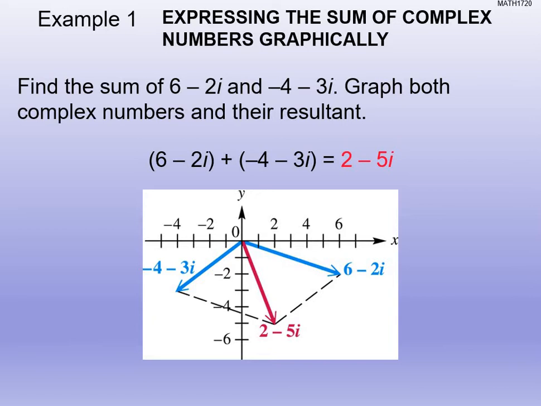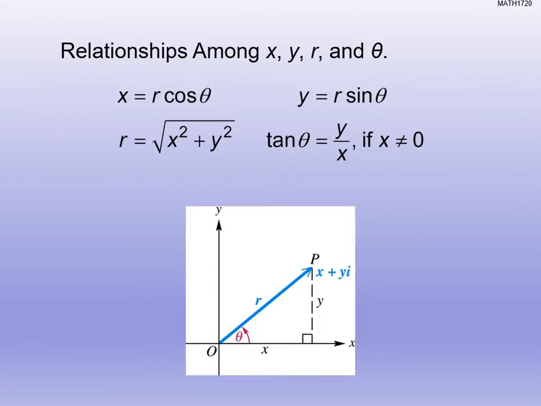And when we graph these vectors, we graph them from the origin, and remember you're graphing it as a vector, so it has a head and a tail, or an initial side and a terminal side. And just like before, the resultant vector is going to lie in between those, and make your parallelogram if you need to. Okay, let's talk about the relationship between rectangular coordinates and polar coordinates.